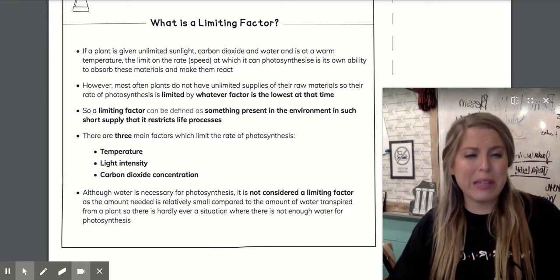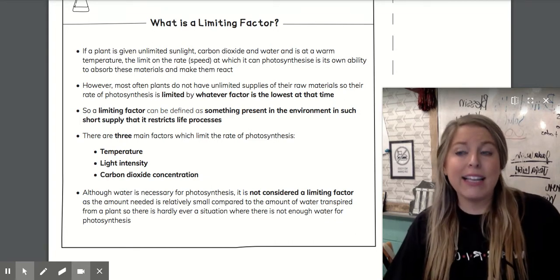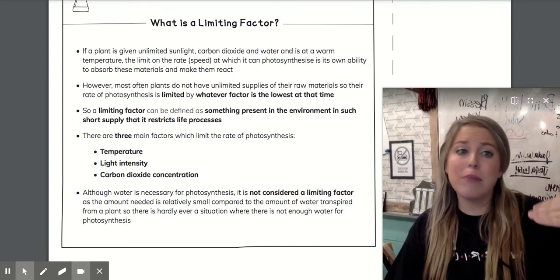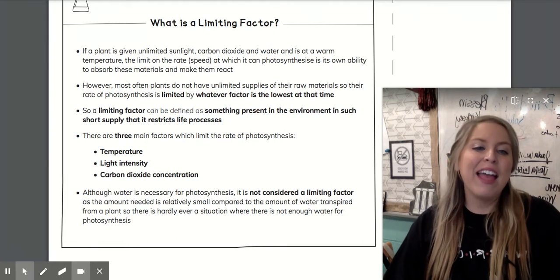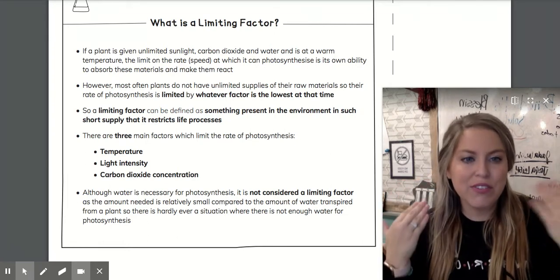All right, so what's a limiting factor? If you have reached your limit, right? When I look at y'all and I'm like, I have reached my limit, what do I mean? I mean, like, I'm done. I can't go any further. It's the same idea with photosynthesis.